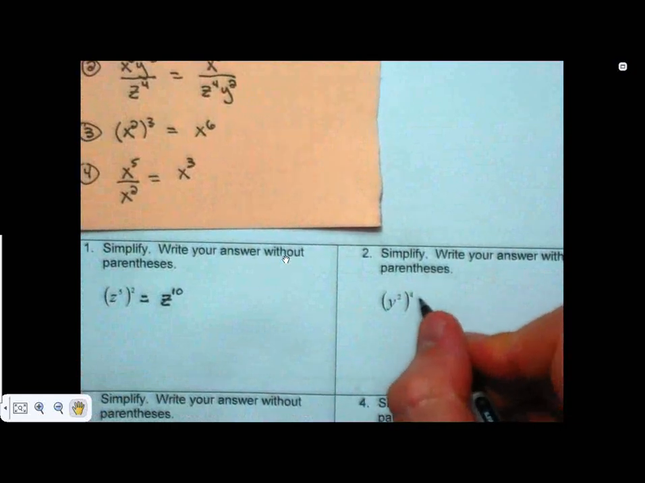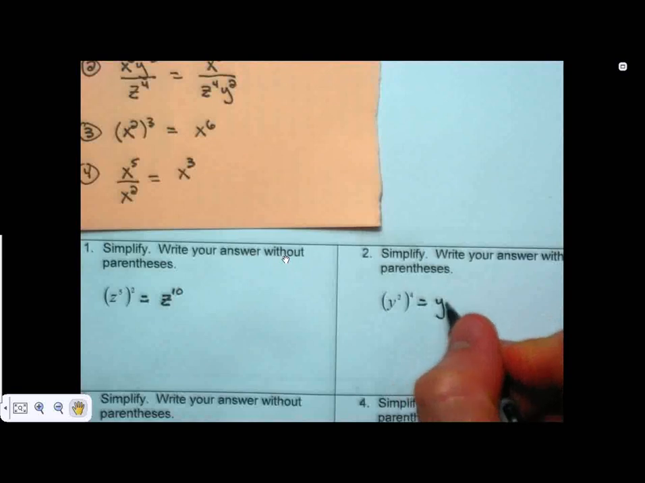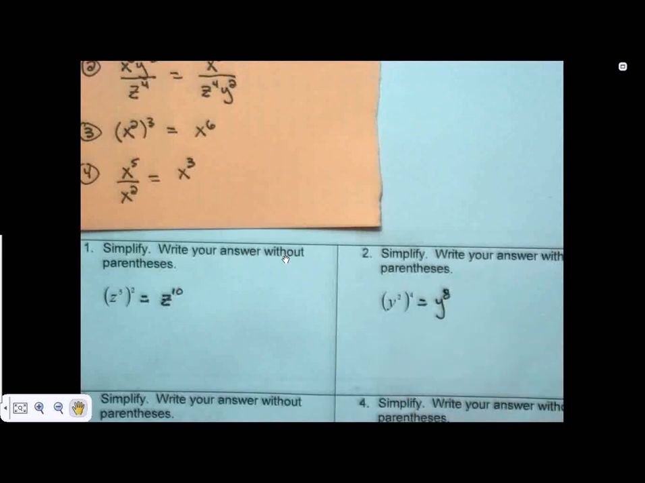So for number 2, again, we're using rule number 3. So when I multiply those exponents together, I would get y to the 8th.